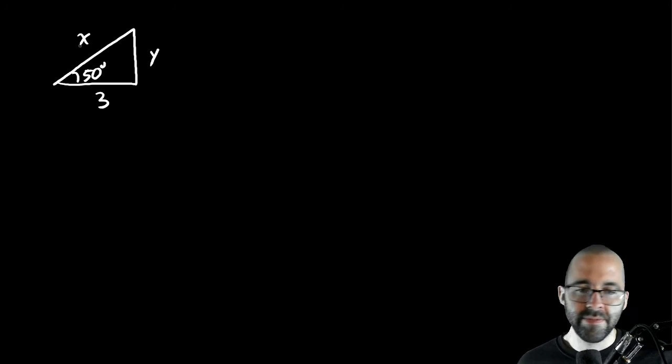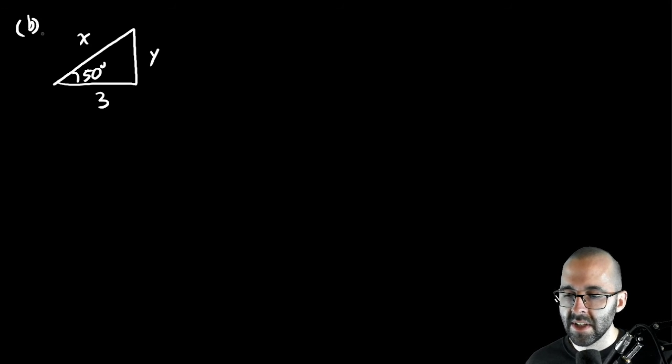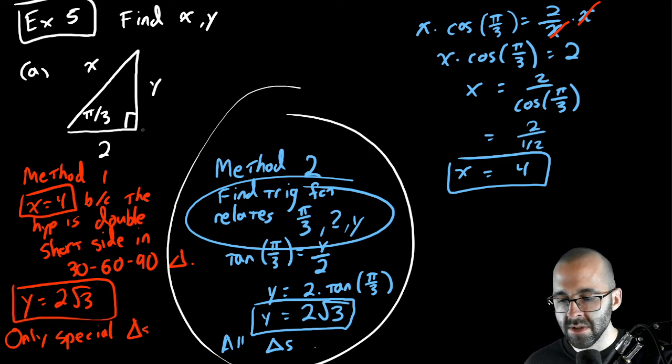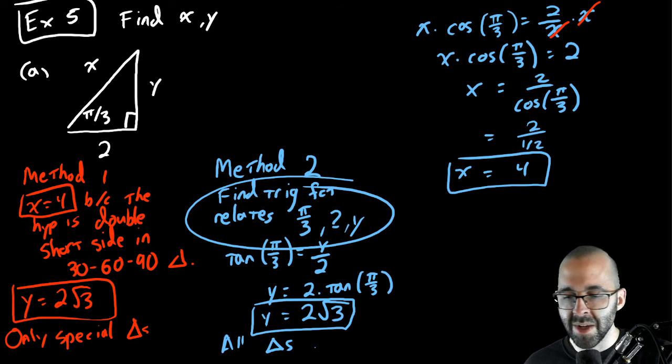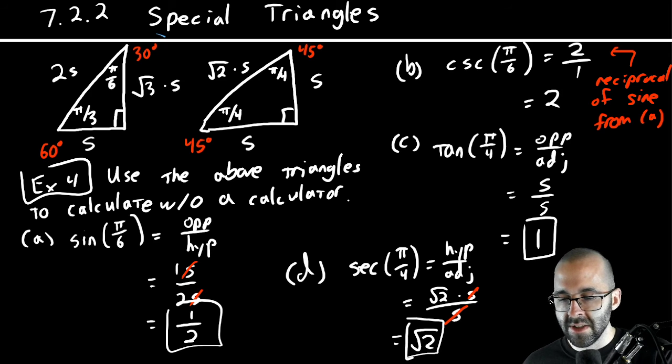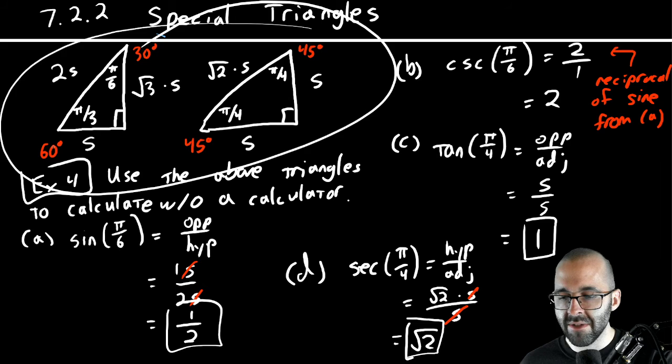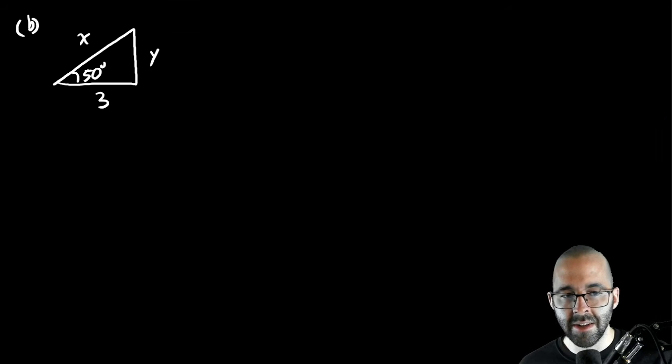Let's say this is 50 degrees. And this is 3, this is y, and this is x. Well, this isn't a special triangle. So we have to use the blue way. Blue way was all triangles. Red way was special triangles, but this isn't a special triangle. This is not a 30, 60, 90. It's not a 45, 45, 90. We got to do the blue way.